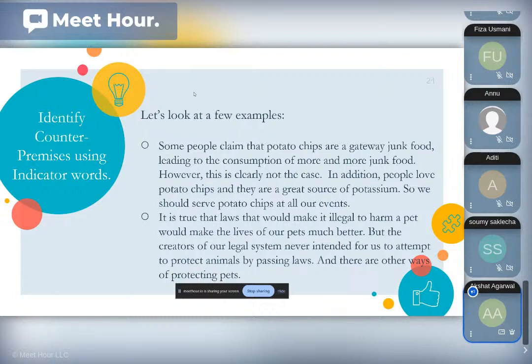So now the author talks about, in addition, people love potato chips and they're a great source of potassium. So we should serve potato chips at all our events. So basically, you see a counter premise here, which is that potato chips are a great source of potassium. And based on that, the conclusion of the author is that we should serve them at all our events. So you can notice the word however, and that is introducing the counter premise. You can also notice the word so, and so is the word which introduces conclusions. All right.